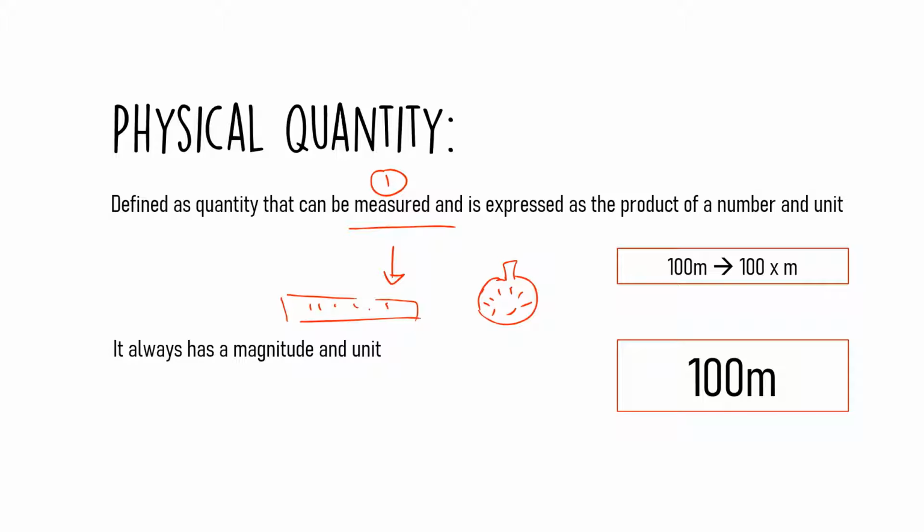The second important thing to note is that it can be expressed as the product of a number and a unit. For example, this length of 100 meters consists of a number, which is 100, and a unit, which right here is meters. What this means is that, in other words, a physical quantity has a magnitude and a unit. This right here, meters, is the unit for length, and 100, the number, is the magnitude. Let's move on.